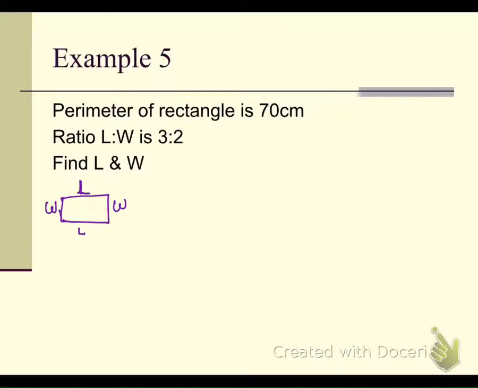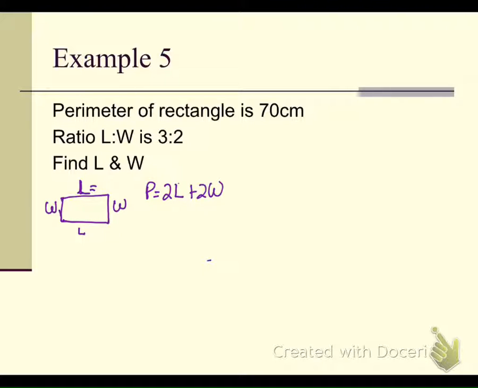So to find my perimeter, it's going to be length plus width plus length plus width. So I could write this formula out as perimeter equals 2 length plus 2 width. I'm going to change that L because it looks weird. So we have to have 2 lengths plus 2 widths to give us that total outside of our box, right? Now we have to use what we know. So we see that it's 3 to 2.